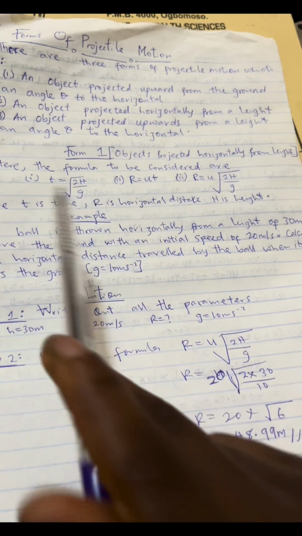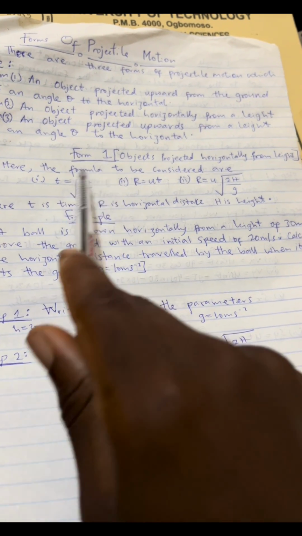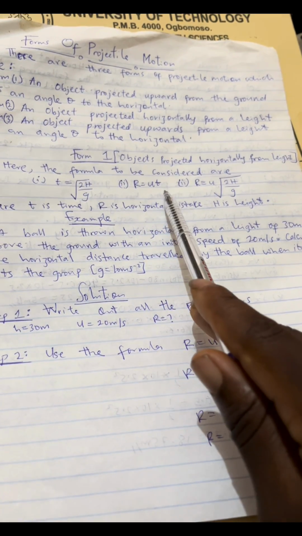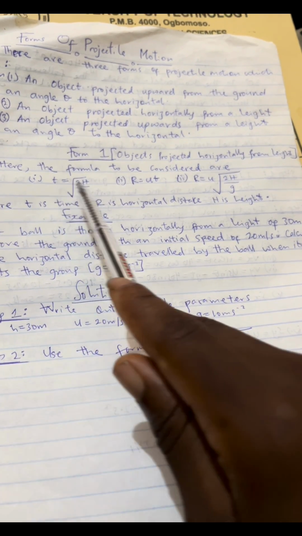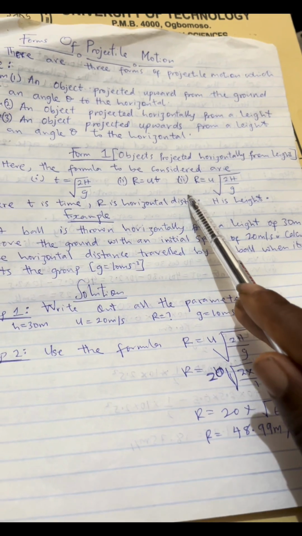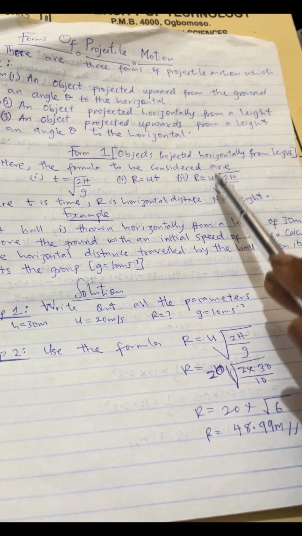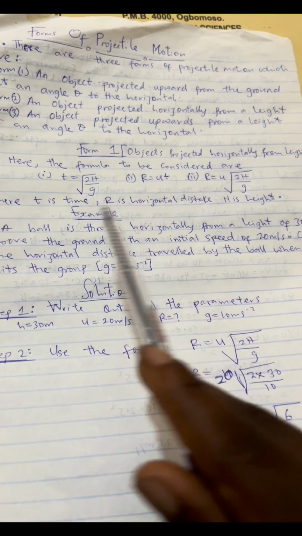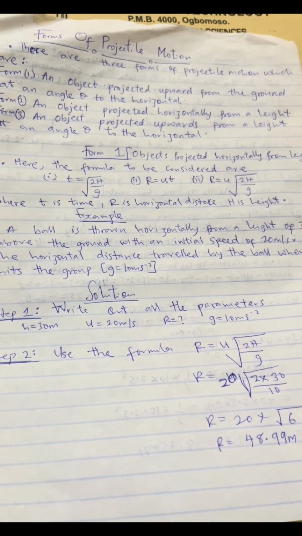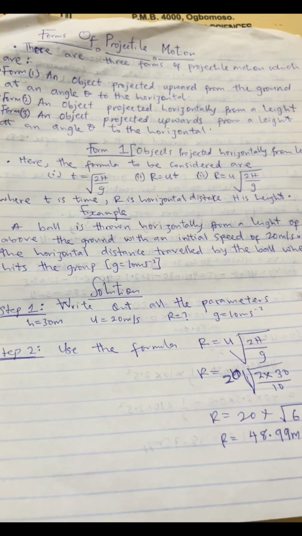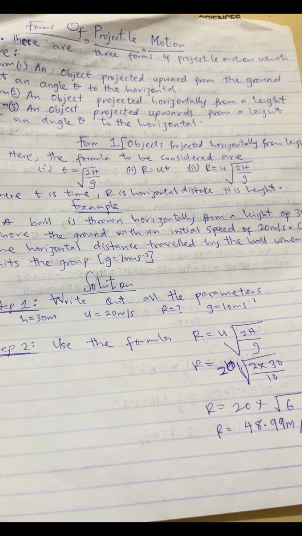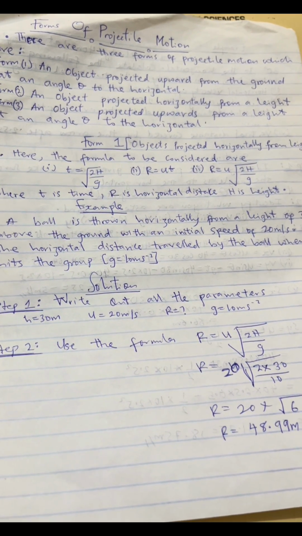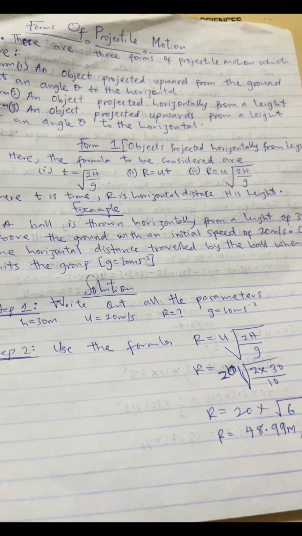The first one is that T is equal to square root of 2h over g, and the second one is that R is equal to ut. So if the value of T is square root of 2h over g, then the value of your R will now equal u square root of 2h over g. So these are the formulas that you're supposed to know. What does the T represent? The T represents the time. The R represents the horizontal distance. So whenever you see R, it simply represents the horizontal distance, while the h represents the height. You have to know this formula.